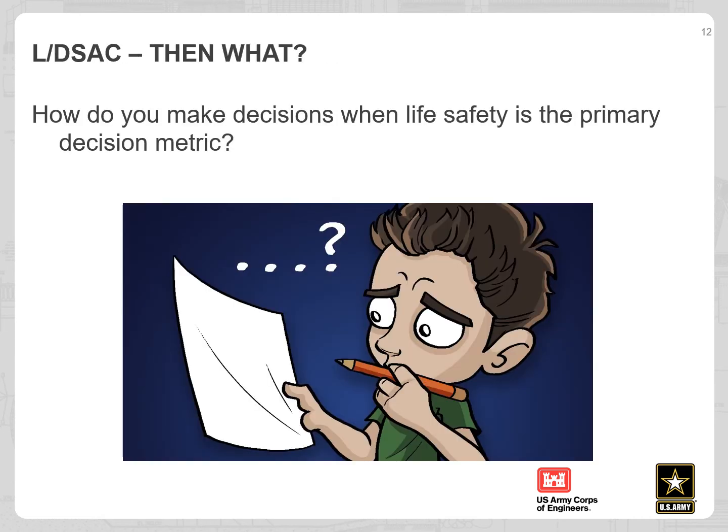You've done it. You've completed your risk analysis. You've calculated incremental risk for your project. You're confident in your results. You've used life loss as the consequence. But how do you make decisions when life safety is the primary decision metric?